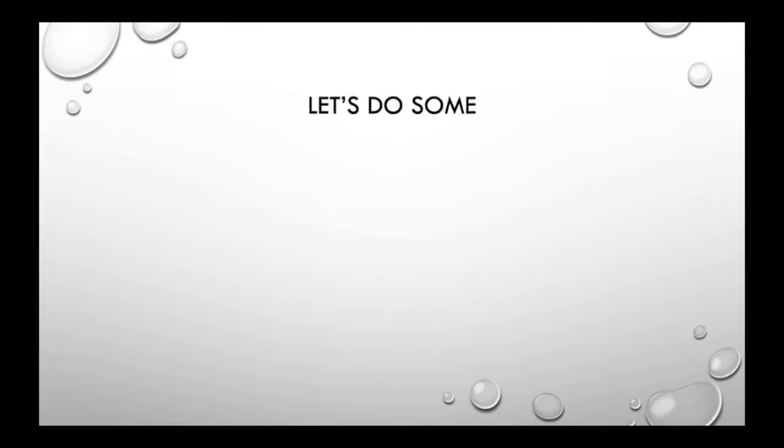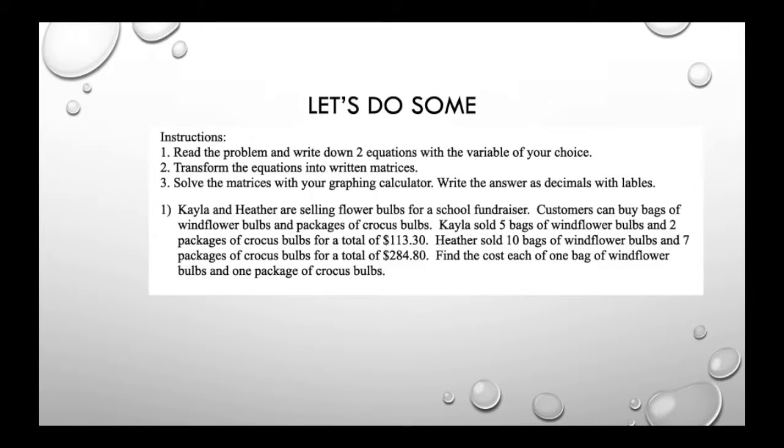All right, we're going to just jump into doing them, okay? So you just need to get out section 4.5. We're going to do number 1. The instructions on what we're doing together will be up here on the screen very soon. Here we go. The instructions are at the top, and we'll just read them. I've put them in 1, 2, 3 step order. So number 1, you're going to read the problem and write down 2 equations with the variable of your choice.